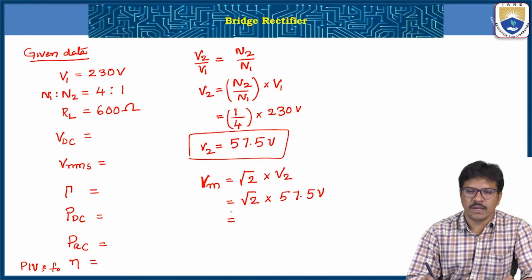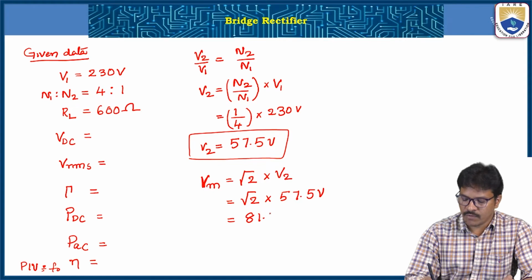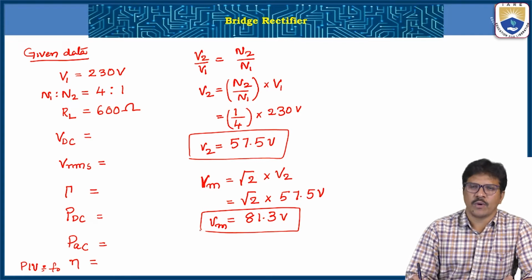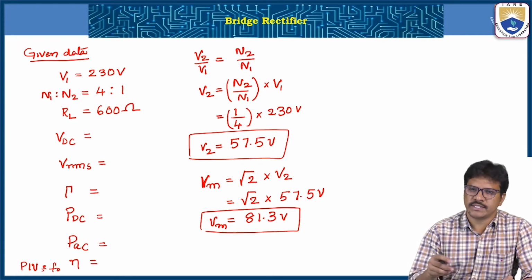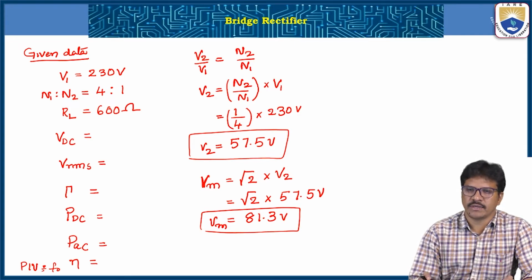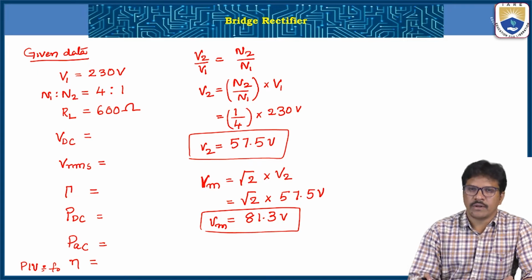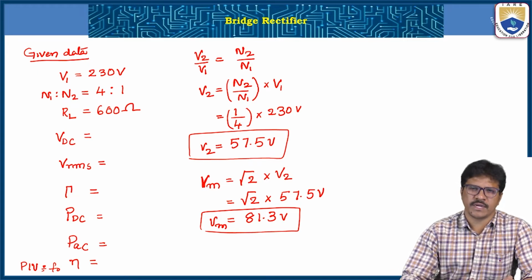Now can we get the Vm? Yes. Vm is equal to 81.3. If you calculate it, you will get 81.3 volts. This is called the maximum voltage switched to the diode. With this maximum voltage from the secondary coil, the diode operates in forward bias and reverse bias, and acts as a rectifier.